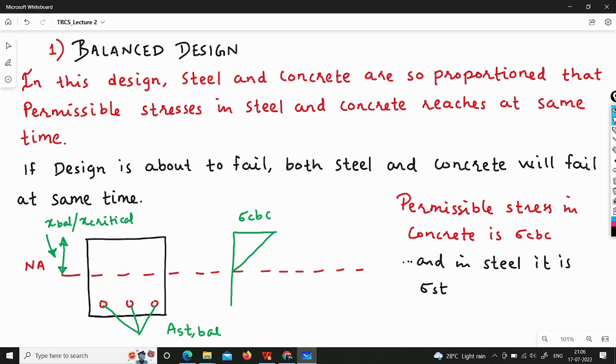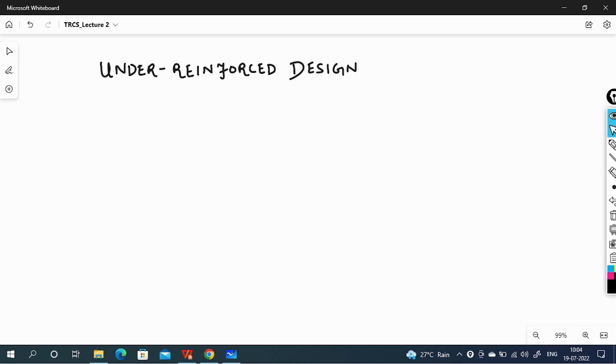When you draw the stress distribution diagram, sigma CBC in concrete and sigma ST in steel will be reached at the same time. What is sigma CBC and what is sigma ST? I have explained the permissible stresses in the concrete and the permissible stresses in the steel in great detail in one video. I will share the link of that video in the description box. We have discussed balanced design. The other designs will be discussed by considering balanced design.